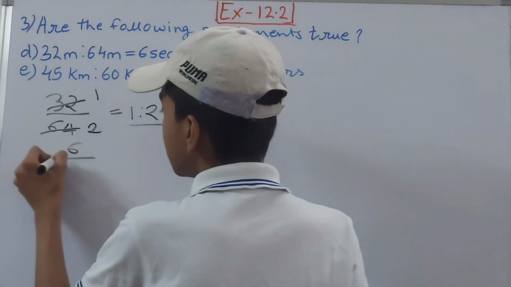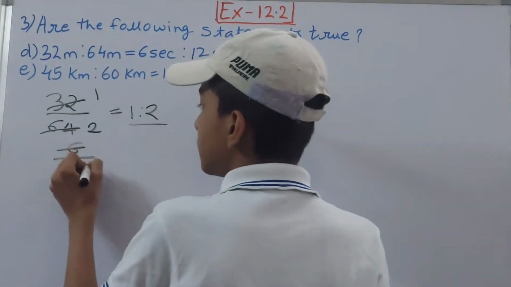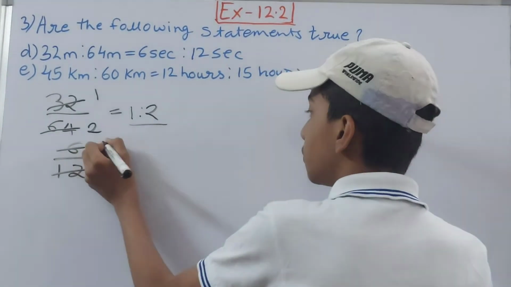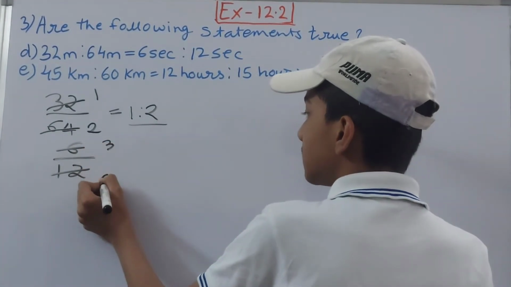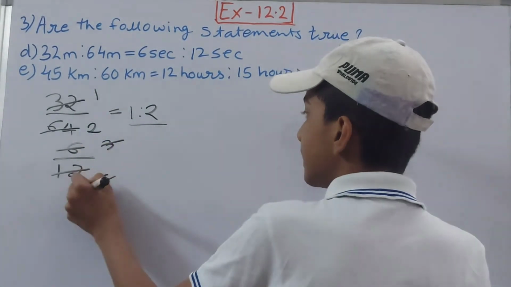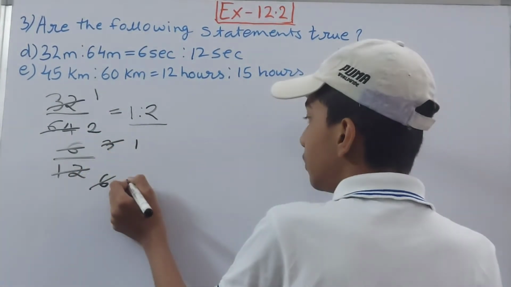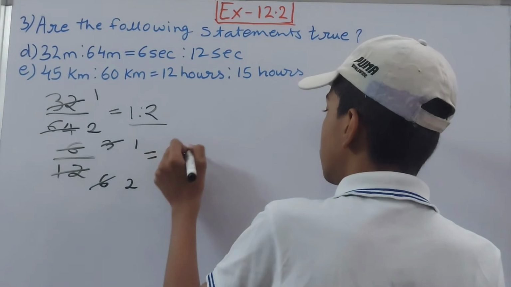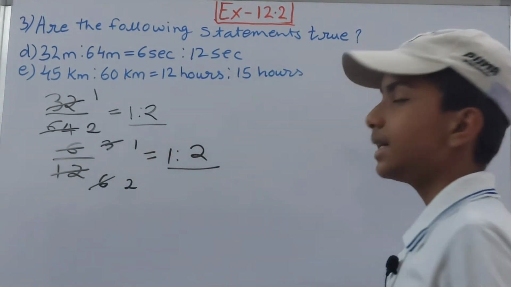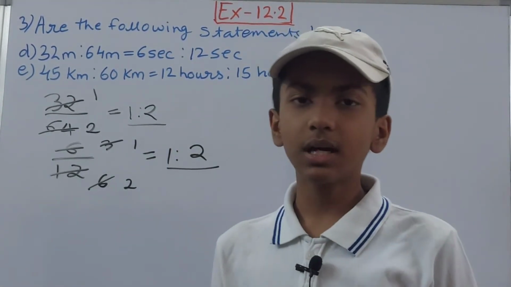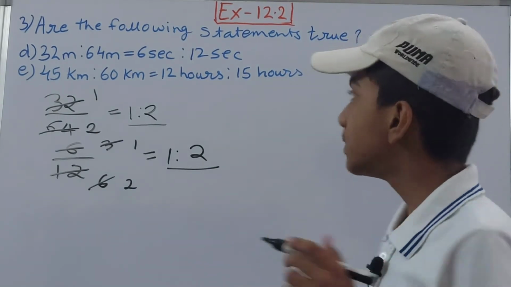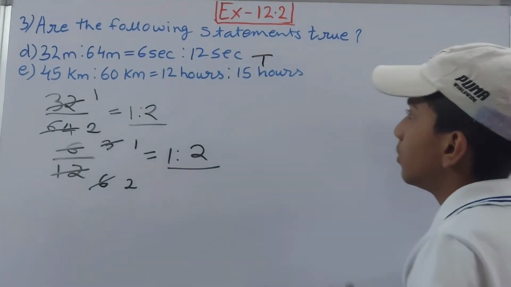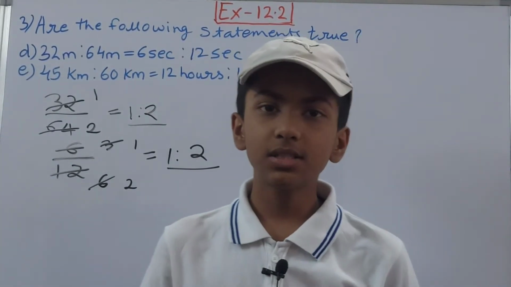Then you have 6 upon 12. So 6 upon 12 by 2 you get 3 and 6. Now 3 and 6 by 3, 1 and 2. So 1 is to 2. So you can see again same ratios, that means these are in proportion, and that means this statement is true. Right, let's move on to the next statement.